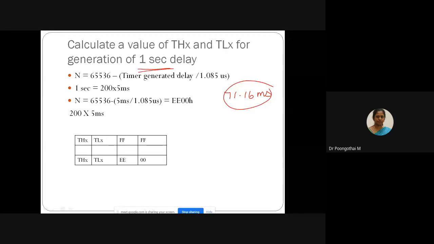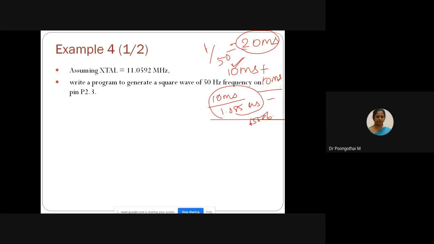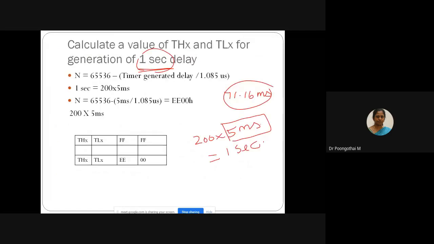In that case, you have to divide this 1 second delay into two numbers, that is 200 into 5 milliseconds, which is equal to 1 second. Already we have calculated the time delay for 5 millisecond in this calculation. So the initial value is EE0.